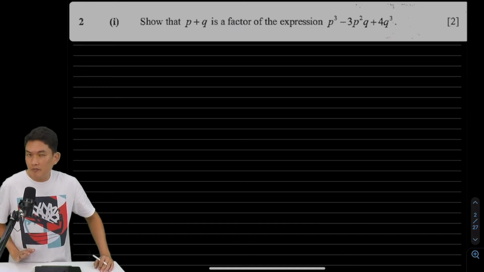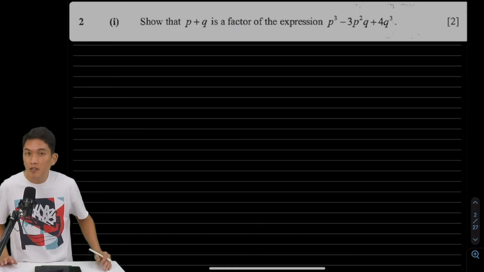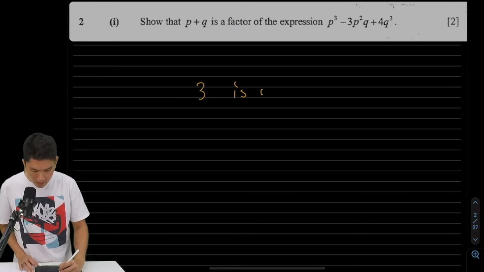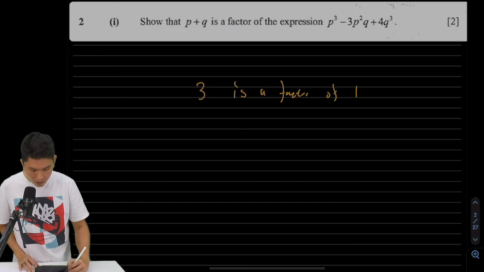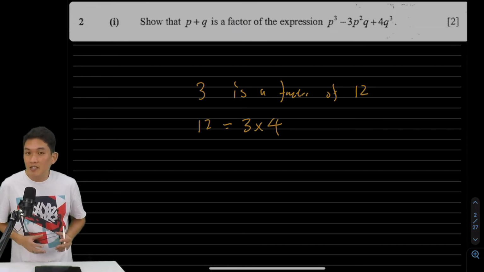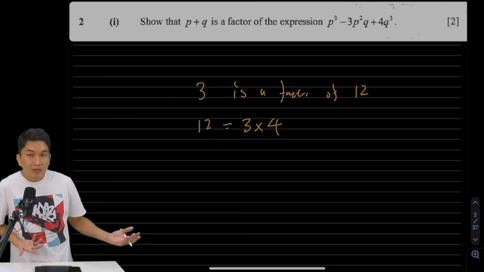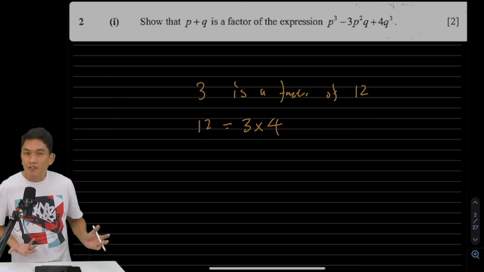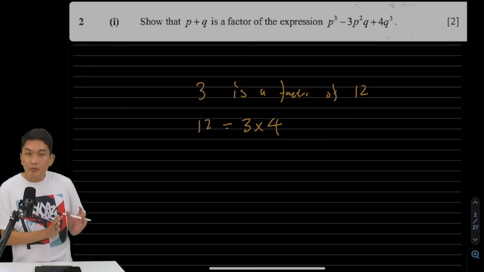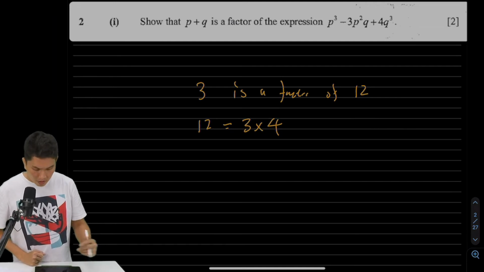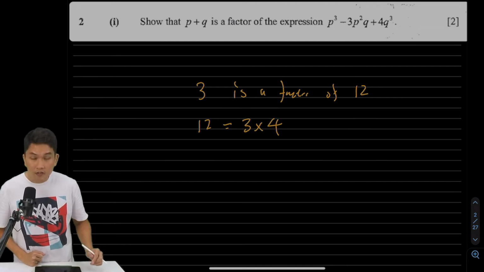Now I know that some students have a problem understanding what is meant by a factor. Let me show you with a concrete example. If I want to show that 3 is a factor of 12, how do I do it? I can just say that 12 is equal to 3 times 4, right? So a factor means that I can break it down into a multiplication of simpler terms, kind of like digestion. You break something up into a multiplication of simpler terms. That is factorization.